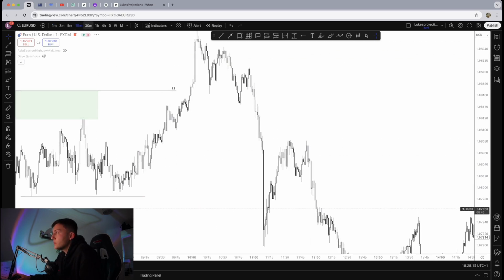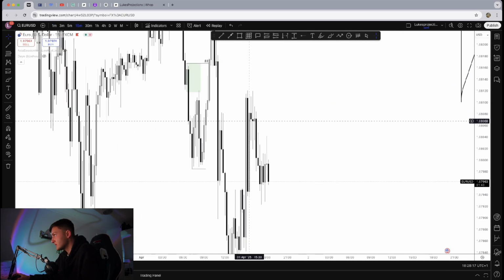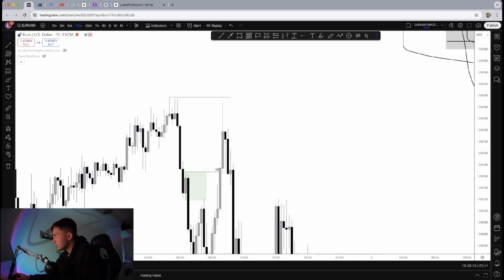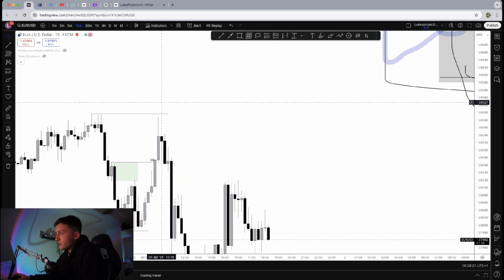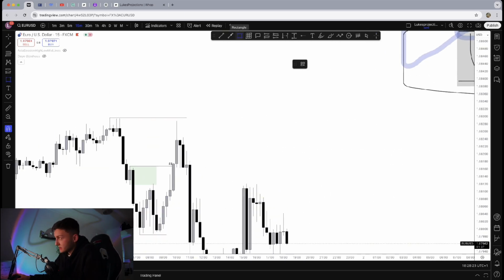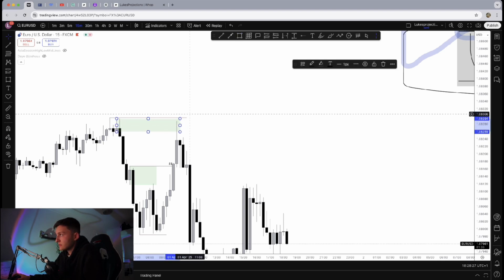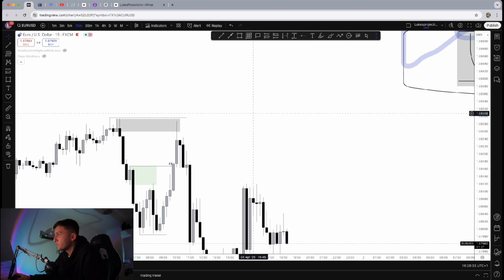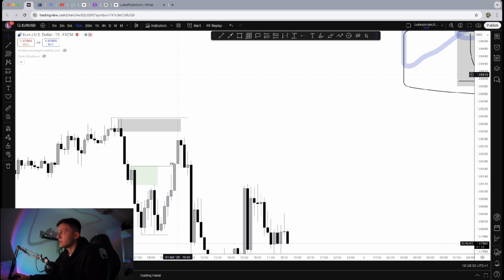But if we just jump back to the 15-minute, we've identified where our first point of liquidity is. Now we need to identify where the first point of interest is. So the first order block, very easy to understand what an order block looks like. It's a very clean looking order block. So that's what we're going to be using, right? This is our first point of interest.